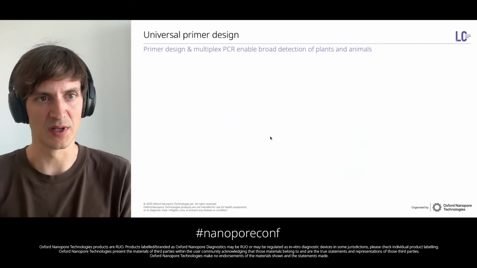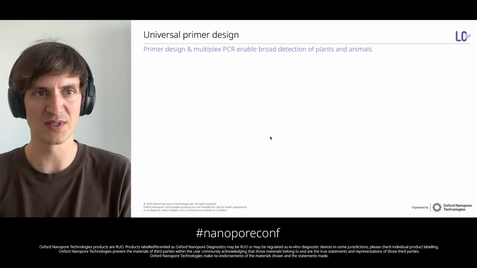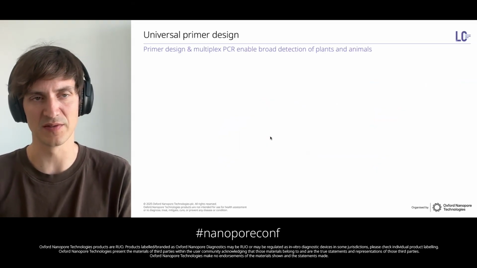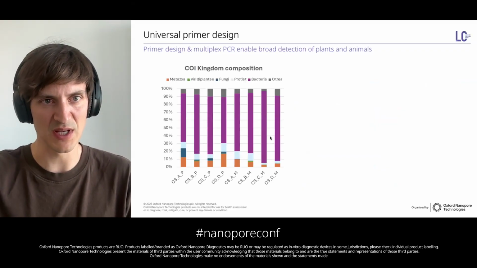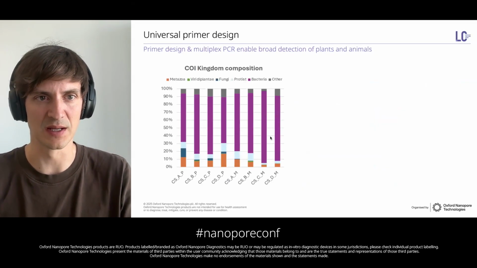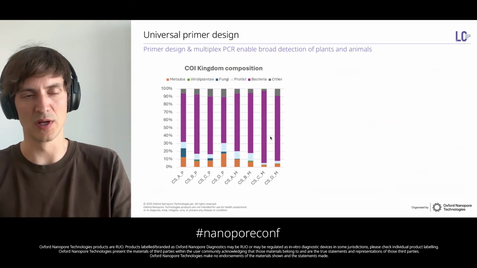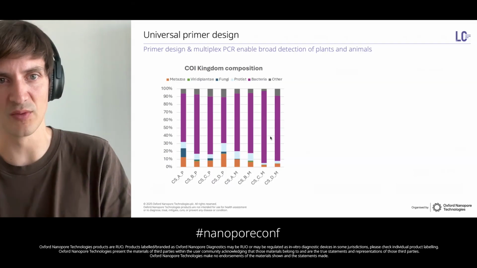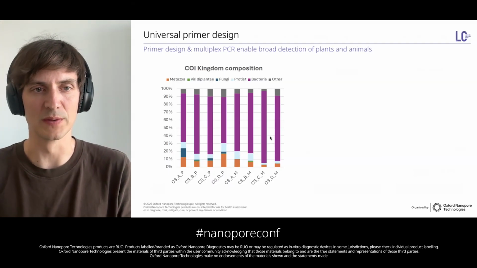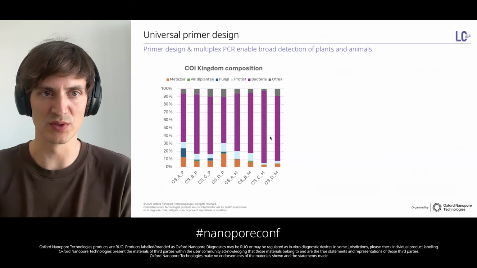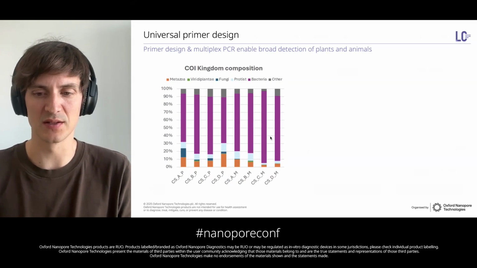As I said, one of the goals was to make it a universal protocol. So the first step that we did was identify primers that we could use to detect both animals and plants at the same time. And while for plants, we found that ITS2, a ribosomal DNA-derived barcode, works pretty well. For animals, we decided to use cytochrome oxidase 1, also known as COI.